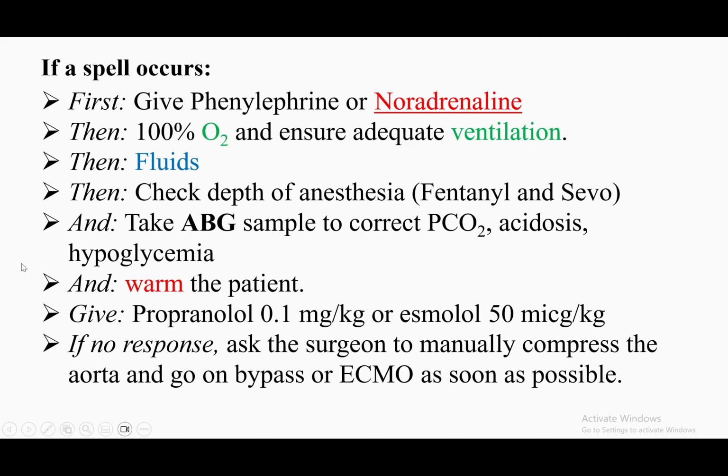So the first line for these patients with an acute spell under anesthesia is vasopressors, oxygen and fluids. But the first line for a patient with recurrent spells in the outpatient clinic is propranolol, because propranolol decreases the incidence of spells. But during the spell itself, during an emergency situation, propranolol will not help much. It is used, but not as a first line.